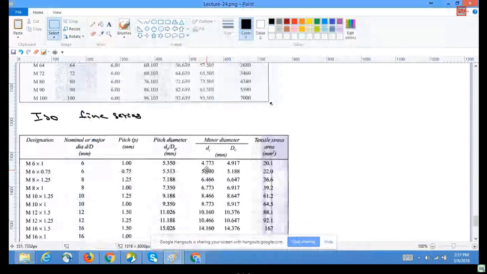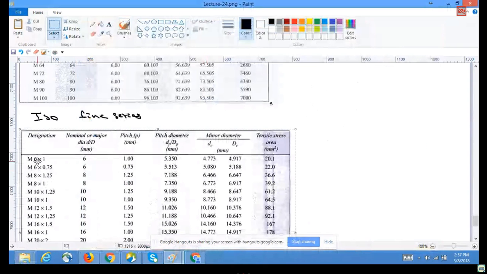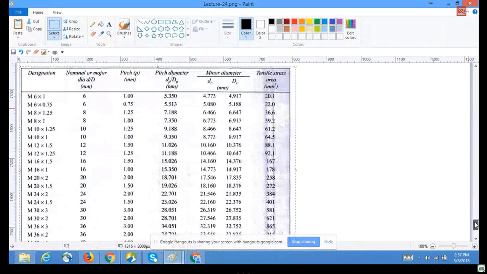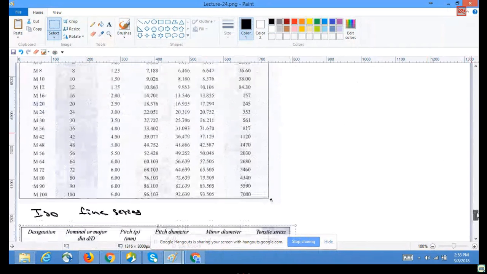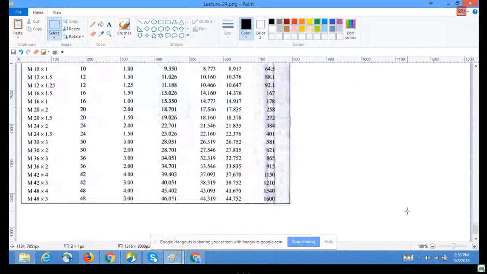So these grades are given as M6 cross 1, cross 0.75 and 0.25, which will be in between the coarser ones, and it has different major to minor diameters and pitch and other things given in this manner. So whenever somebody gives you the designation, you can look into this table and determine its corresponding major, minor, pitch, and the critical cross-section under tensile can be obtained from this tabular form for future reference. So with this, we'll try to take up one example.